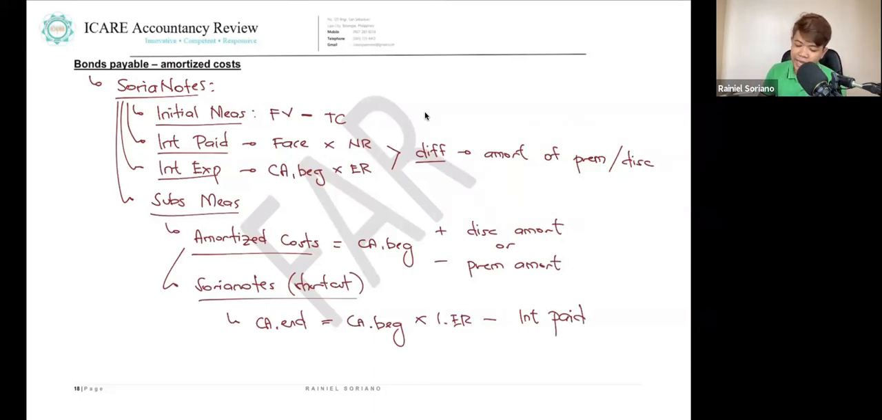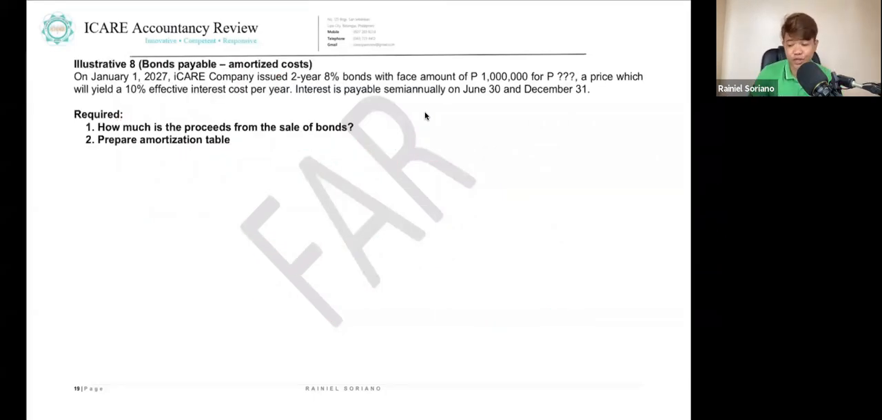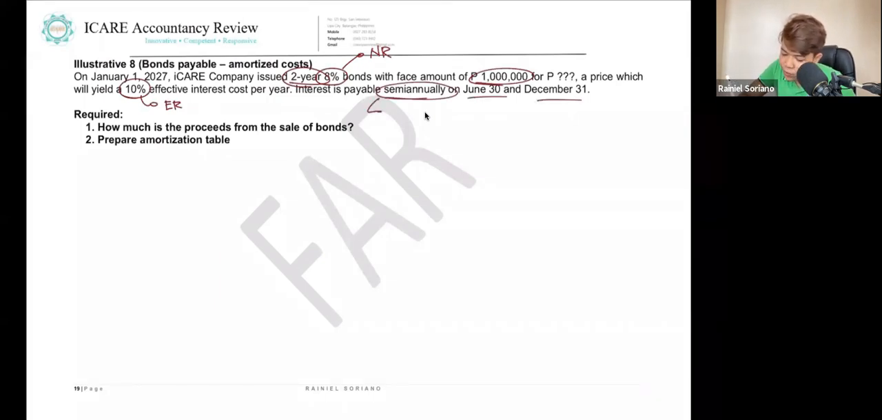Okay? So, para patunayan na alam nyo na to kahit hindi ko i-discuss, let's move on to illustrative problem number 8. Here in illustrative problem number 8, on January 1, 2027, iCare Company issued 2-year 8% bonds. Again, if 8%, that's the nominal rate. With face amount of 1 million for question mark. Price which will yield a 10% effective yield or effective interest. So this is our effective rate, cost per year. Interest is payable semi-annually on June 30 and December 31. So if semi-annually tayo, see to it that our nominal rate now will be equal to 8% times 6 over 12 or divided by 2, or this is equal to 4%.